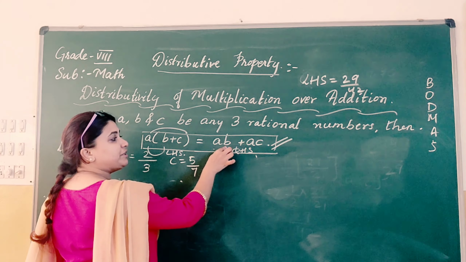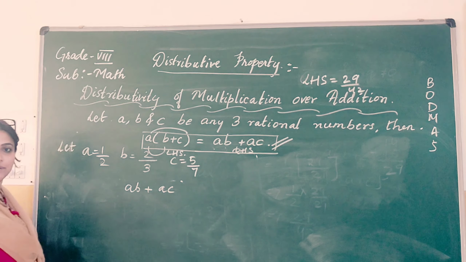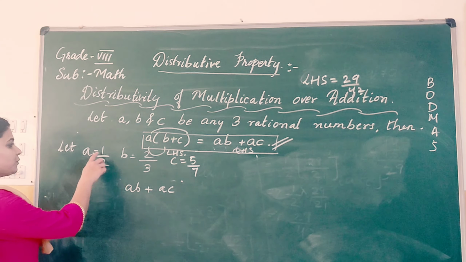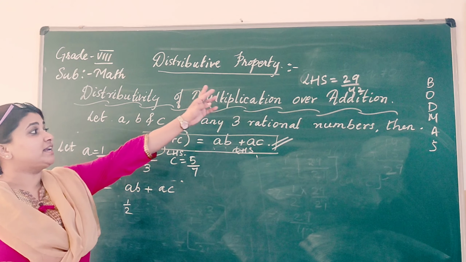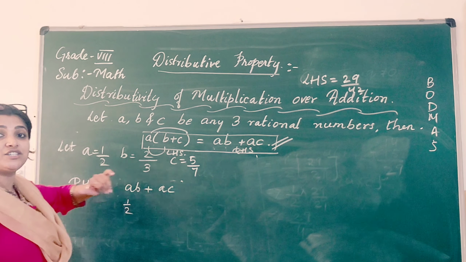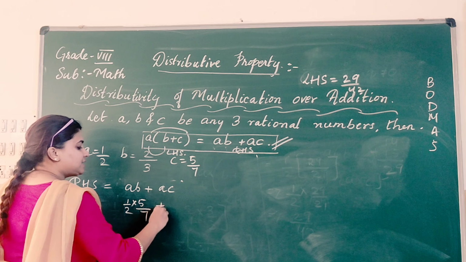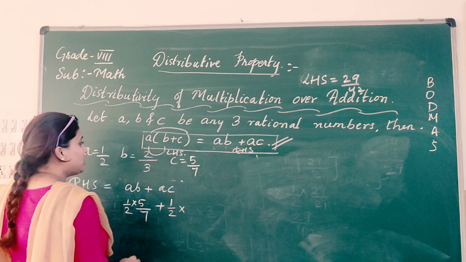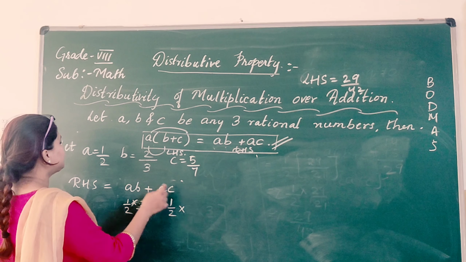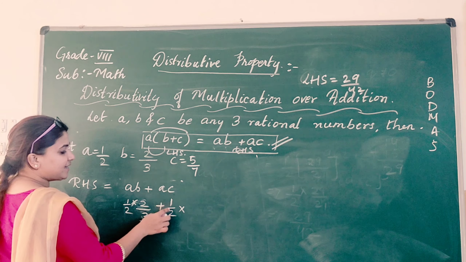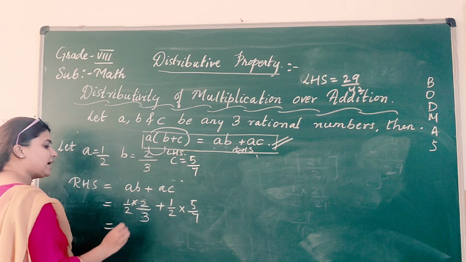RHS is nothing but A into B plus A into C. Okay, now what is A? A is nothing but 1 by 2. This is RHS. Because LHS what I have got? LHS I have got 29 by 42. I should see my RHS is also the same. So 1 by 2 into what is B, children? Sorry, B is 2 by 3, right? Not 5 by 7. B is 2 by 3, plus 1 by 2 into what is C? A into C, right? A is nothing but 1 by 2. C is nothing but 5 by 7. Clear?